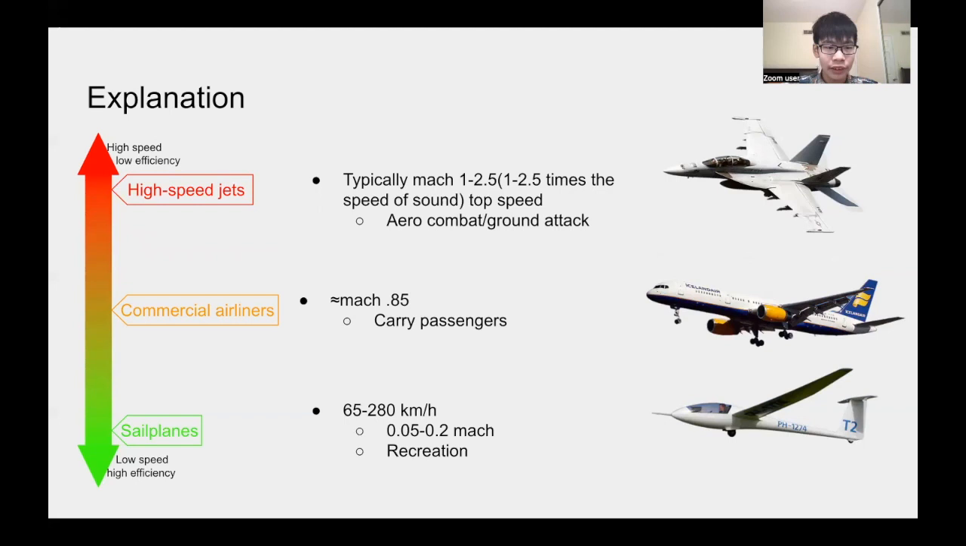On the other end, there is the sailplane. They fly at extremely low speeds, typically between 0.05 and 0.2 Mach, but are really efficient. They are usually for recreational use. In the middle, there are commercial airliners, which are made to carry passengers and have a medium speed and efficiency between the two. I chose them because those three planes can represent most of the applications of planes in general.